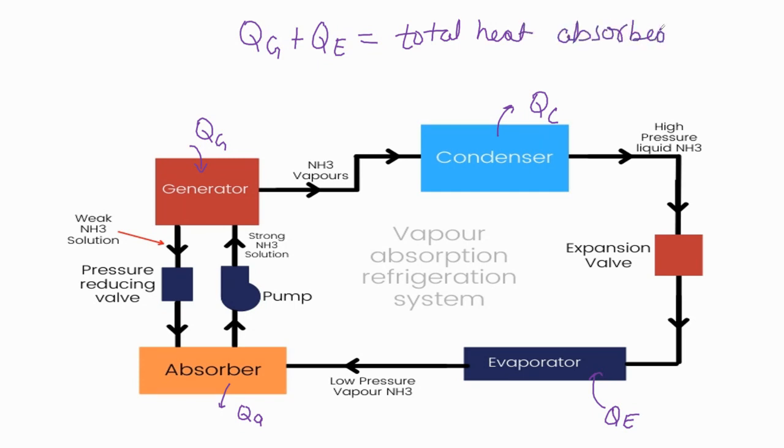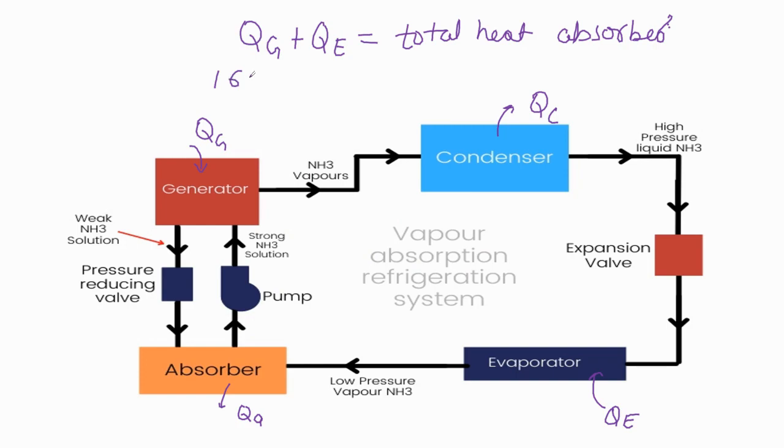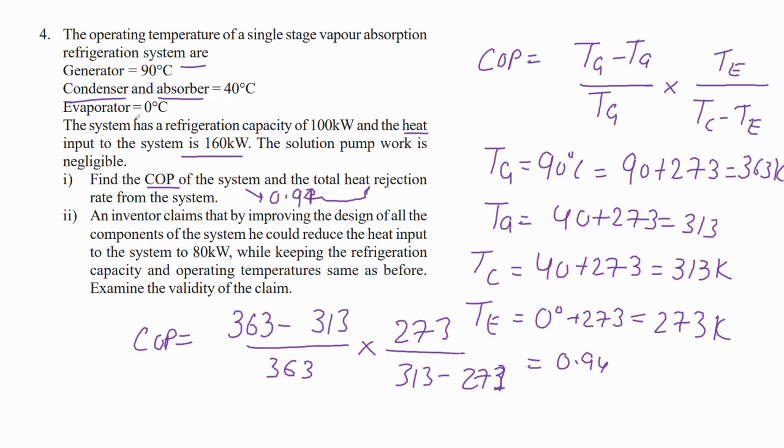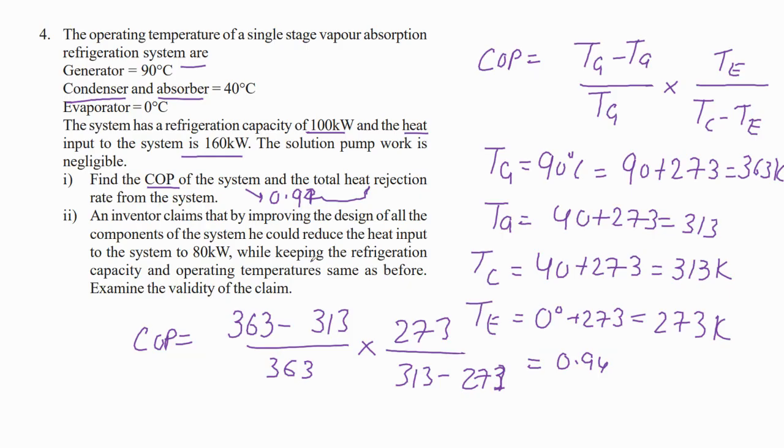Now what is the value of Qg? Qg is given to us. The heat input to the system is 160 kilowatt. So we can put it as 160 plus Qe. The system has a refrigerating capacity, which means it is the heat absorbed in the evaporator. So the heat absorbed in the evaporator is this much, and the total heat absorbed comes out to be 260 kilowatt.